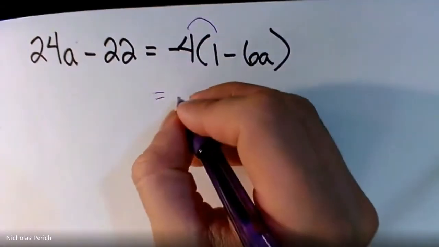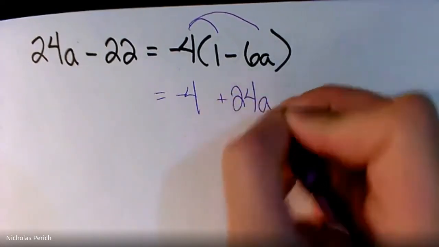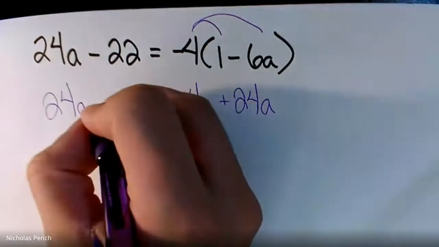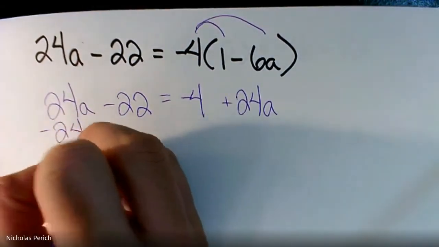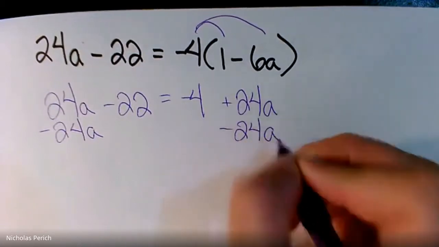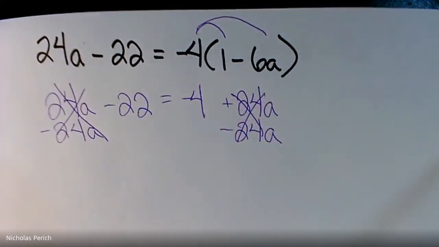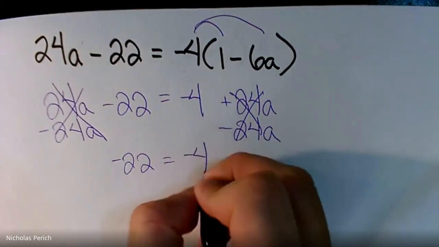Negative 4 times 1 is negative 4. Negative 4 times negative 6a is positive 24a. Very interesting. Because on the left, I have 24a and minus 22. At this stage, you should say, my goodness gracious me, I see a 24a on the left and a 24a on the right. So if I were to subtract both sides by 24a, which is what I'm supposed to do because there's variables on both sides of the equal sign, that crosses out, but also that crosses out. And you drop down the negative 22, and you drop down the negative 4.